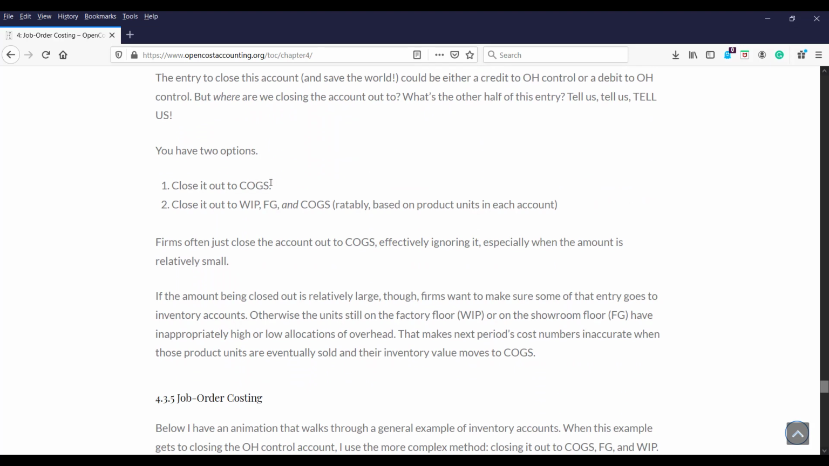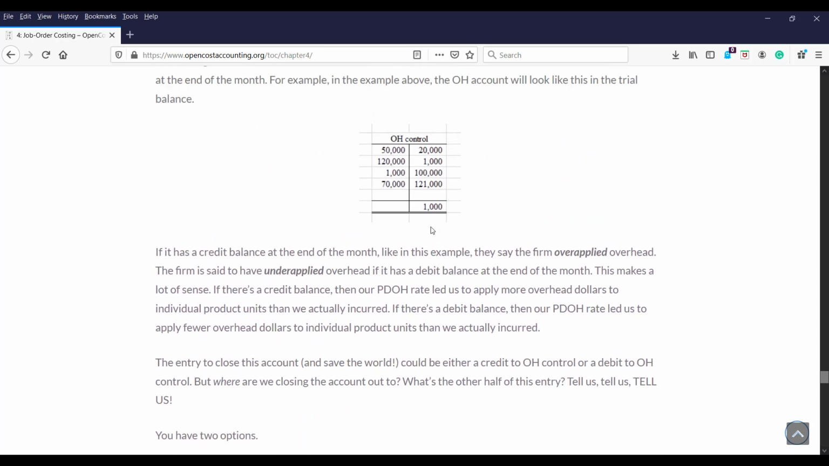We can close it out directly to cost of goods sold, COGS, or we can close it out ratably to work in process, finished goods, and COGS, usually based on the number of product units that are represented by each account. So first of all, we just go directly to COGS. In this case, we would have a journal entry that debits overhead control by $1,000, because that would put $1,000 over here on the debit side, and the trial balance then would be $0.